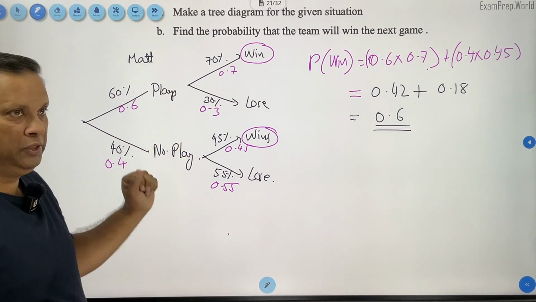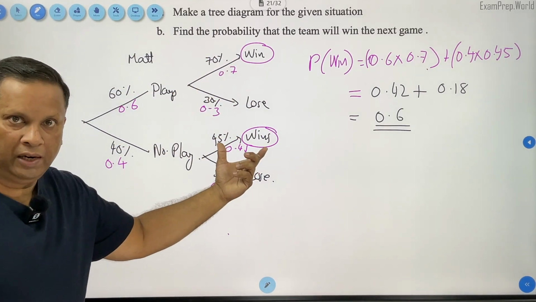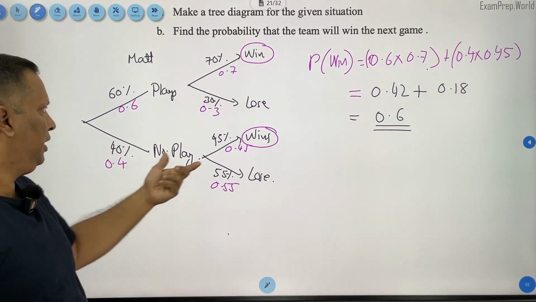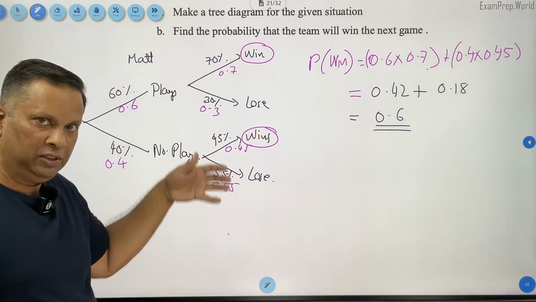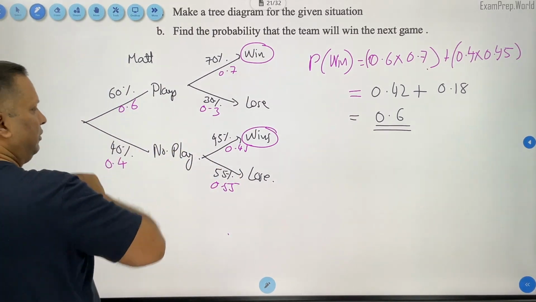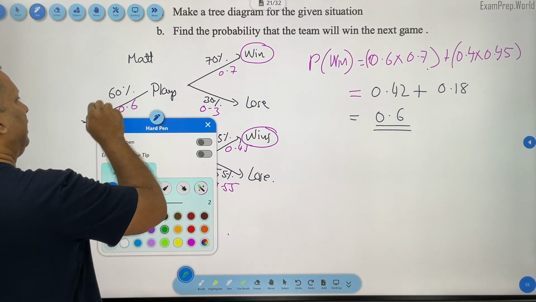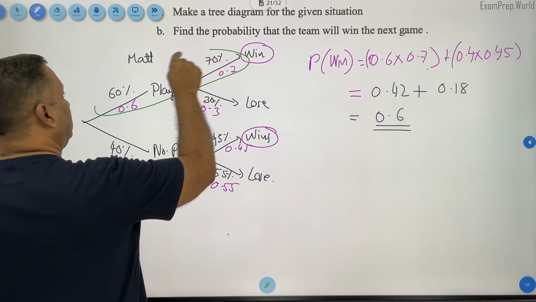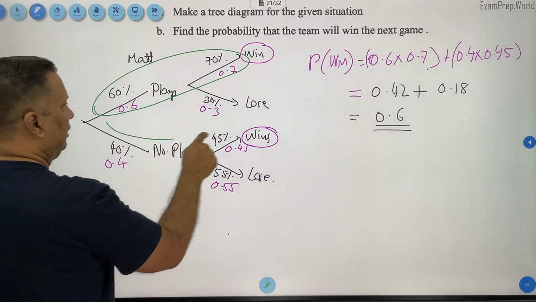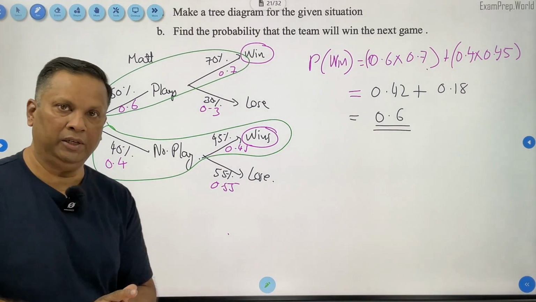Now we have all the situations here dependent on Matt playing and Matt not playing. If he's not playing, the chances are less. So these are dependent events. And now we have the probability of winning. How did we do? We went in this route. We calculated this part and then we calculated this part. And we added both the probabilities.